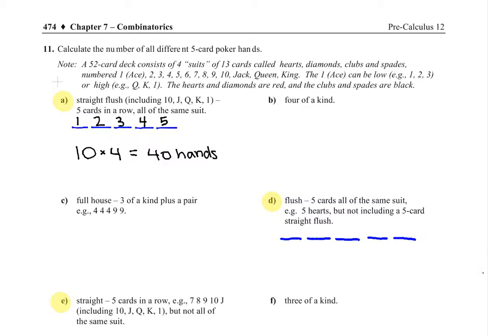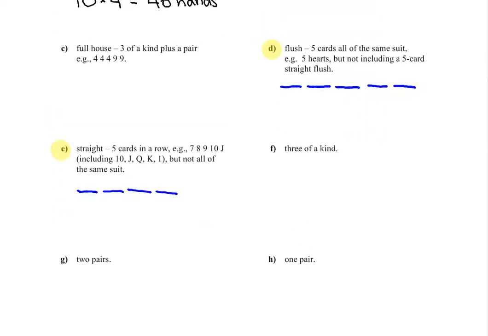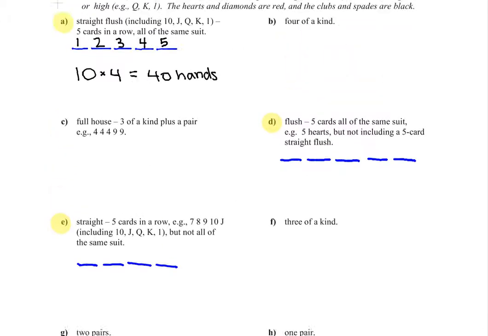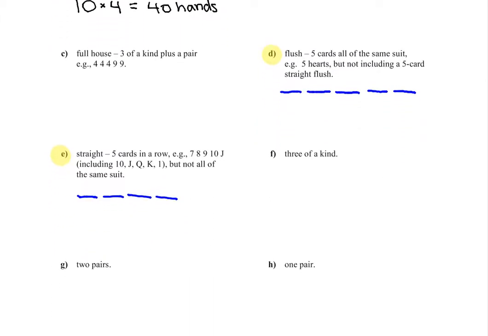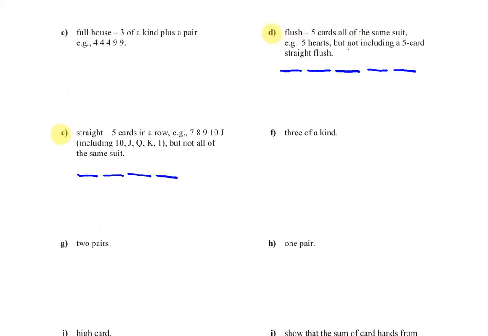Okay, now on to D. The instructions are a flush, 5 cards, all of the same suit. Example, 5 hearts, but not including a 5-card straight flush. So what we're going to do is find out how many ways there are of making a flush, and then subtract the number we got up here because it's not including a 5-card straight flush. So it's important to see that it's not included.